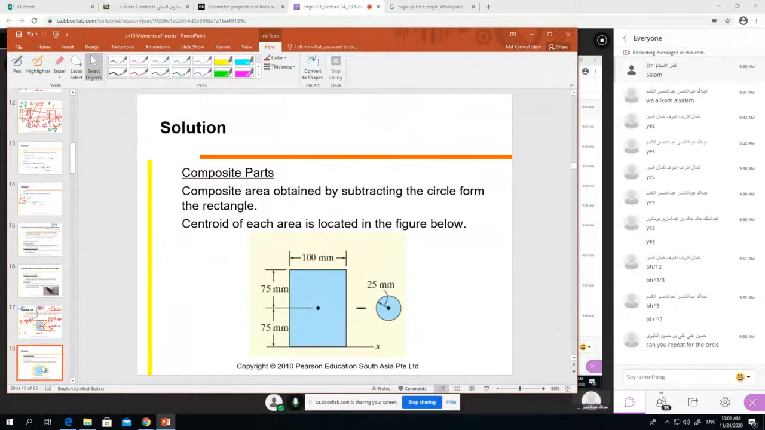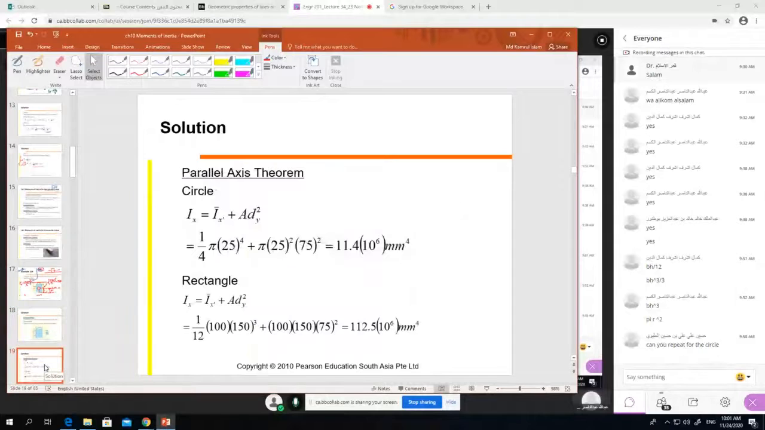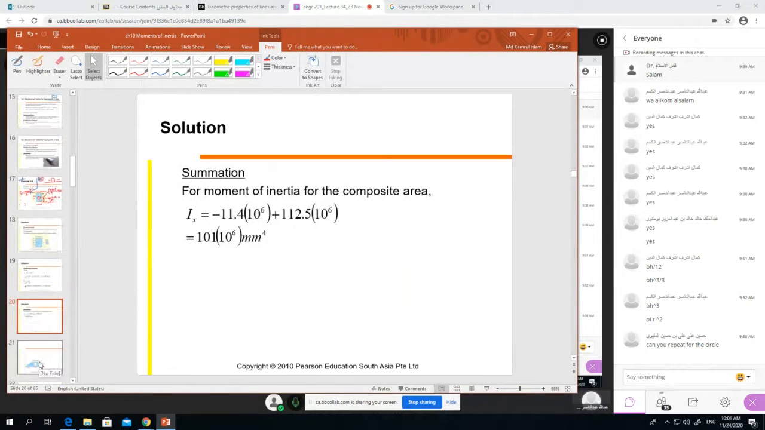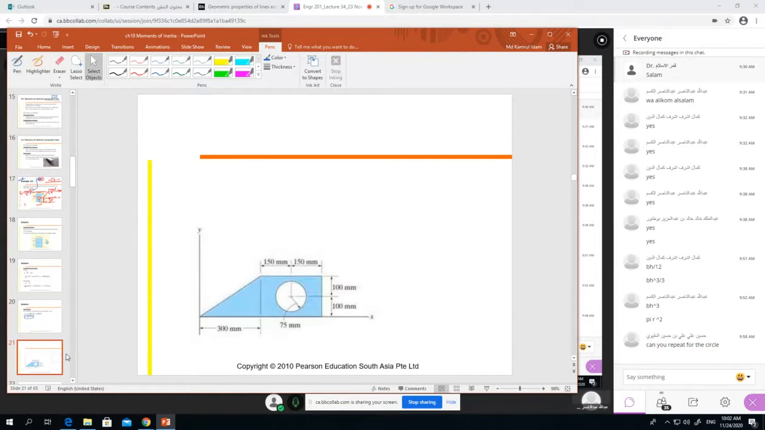If you cannot tell me the result, the result is here, so you double check with the result, and tell me in the next class if you have any problem. But I want to continue further, so that's why I am going on.